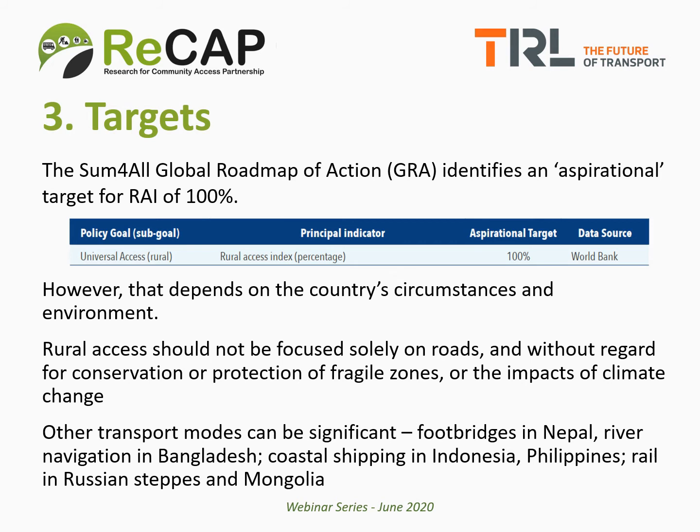The GRA identifies an aspirational target for RAI of 100%. However, that target should depend on the country's circumstances and environment. Rural access should not be focused solely on roads and should also consider conservation or protection of fragile zones and the impacts of climate change. In addition, other transport modes can be significant for accessibility, for example footbridges in Nepal, river navigation in Bangladesh, coastal shipping in the Philippines, or rail in the Russian steppes.